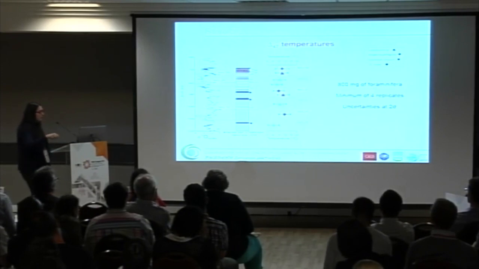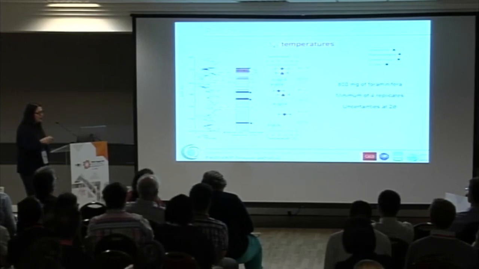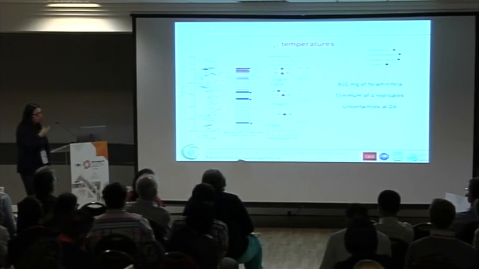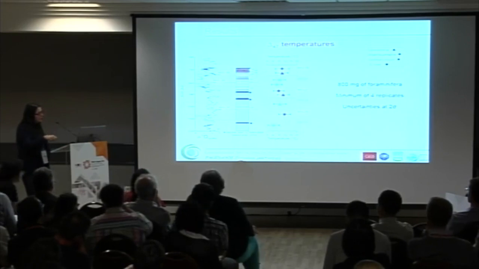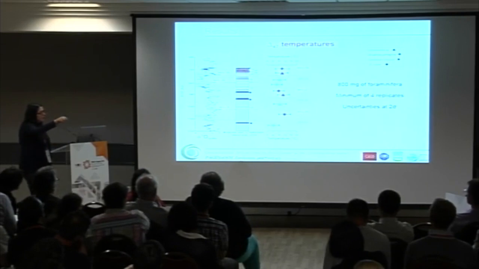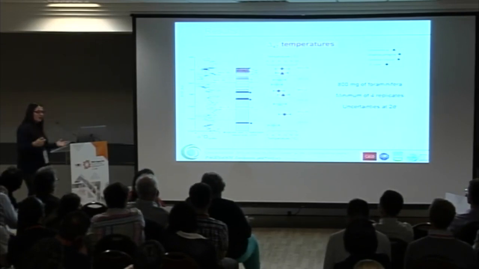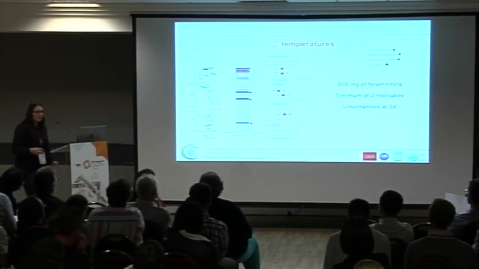So I plot here the temperature that we obtain. To obtain just these few points, I had to pick 800 milligrams of foraminifera with a minimum of 4 replicates for each point. I plot the uncertainty at 2 sigma. So we can see, with these large uncertainties, we can really compare if we have a vital effect or not, for example.